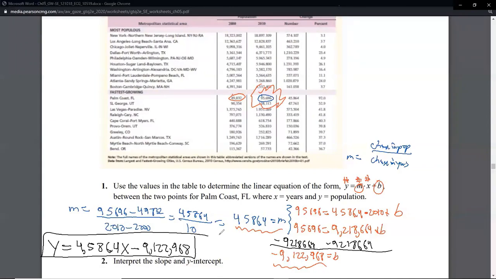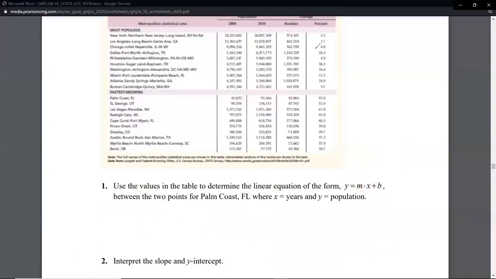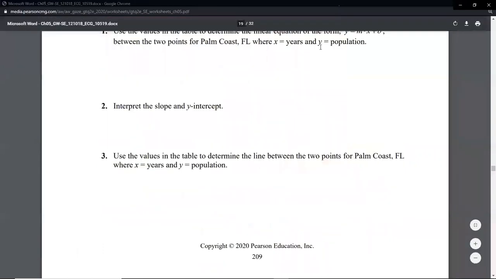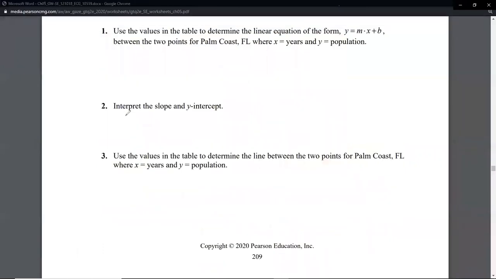So unfortunately, I'm going to have to clear my screen. When I clear my screen, I'll scroll down and I'll just write that stuff again because I've got the numbers in front of me now. So clear, scroll, go back to annotate, interpret the slope and the y-intercept.